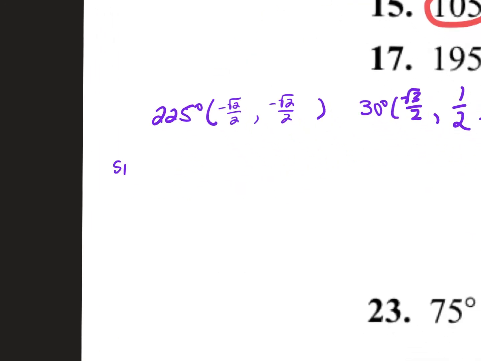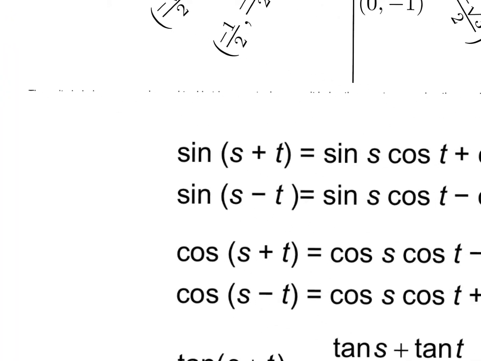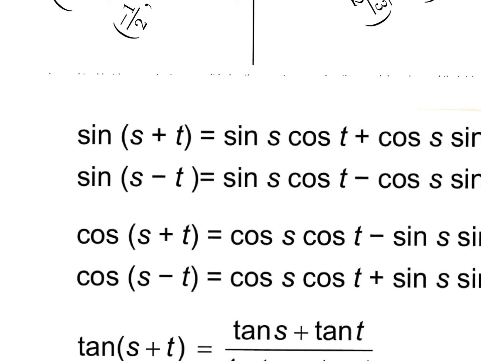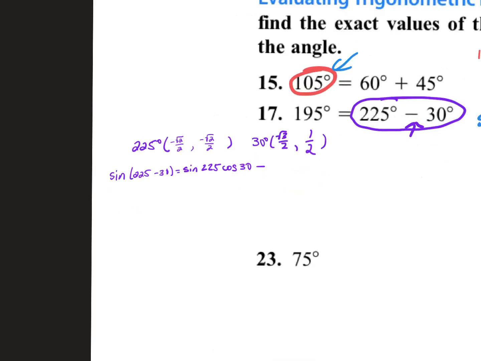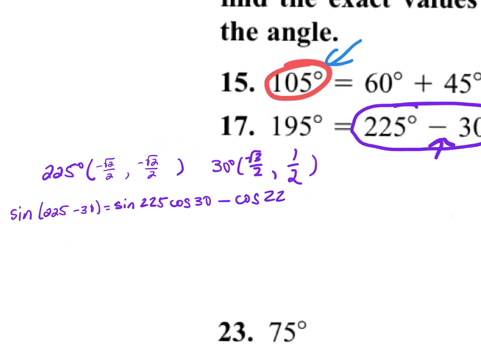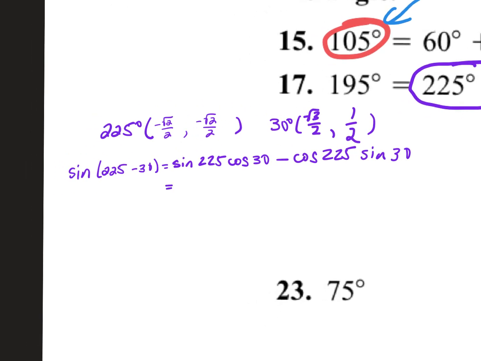So to find the sine, it would be sine of 225 minus 30. So let's look at the sine formula when we're subtracting angles. That would be sine cosine minus cosine sine. So I have sine of 225 times the cosine of 30 minus cosine 225 times sine of 30. So again, use from our ordered pair the sine of 225. This is my cosine. This is my sine. This is my cosine. This is my sine.